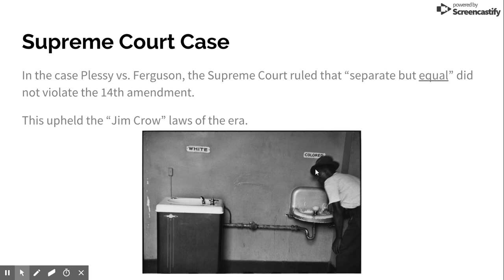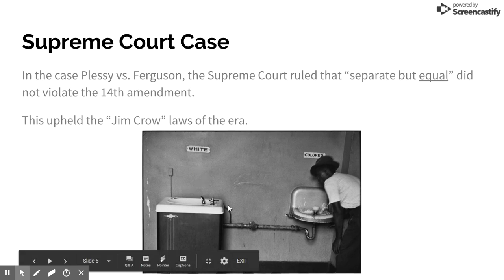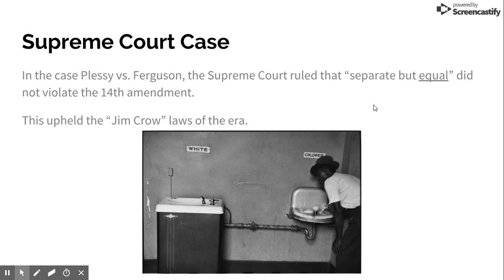As you can tell in the sign, it was not equal. The white people have a nice water fountain that's refrigerated, it's cold. Colored people had the smaller one that is not refrigerated. But Plessy versus Ferguson, a Supreme Court case, said you were allowed to separate people.